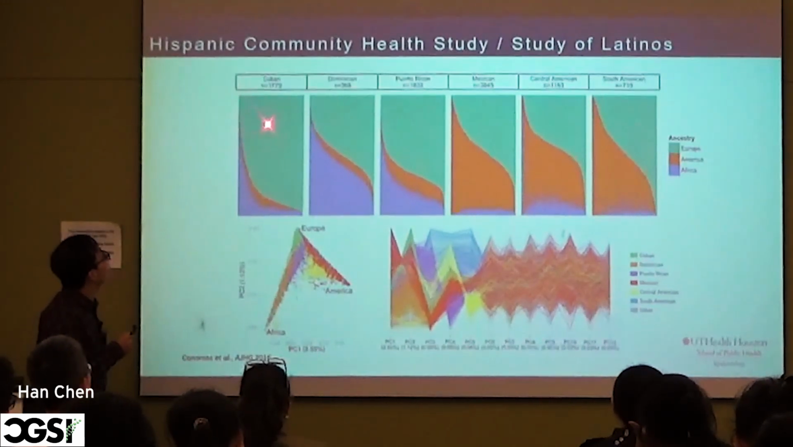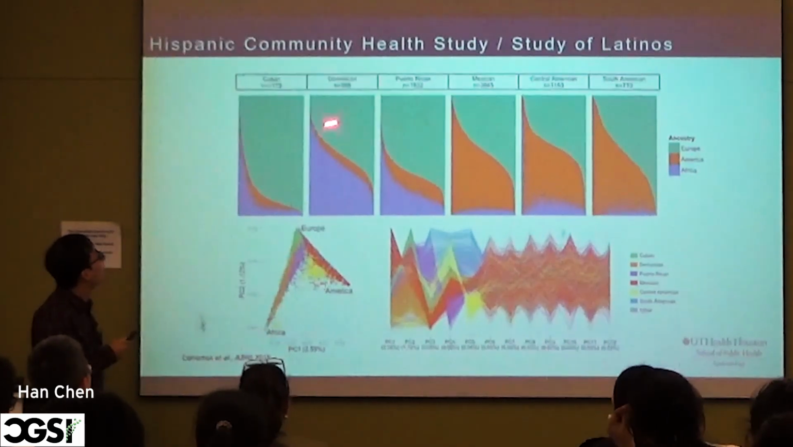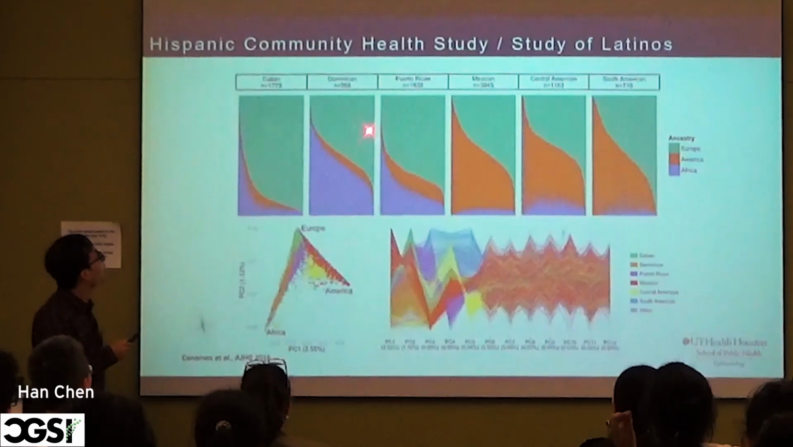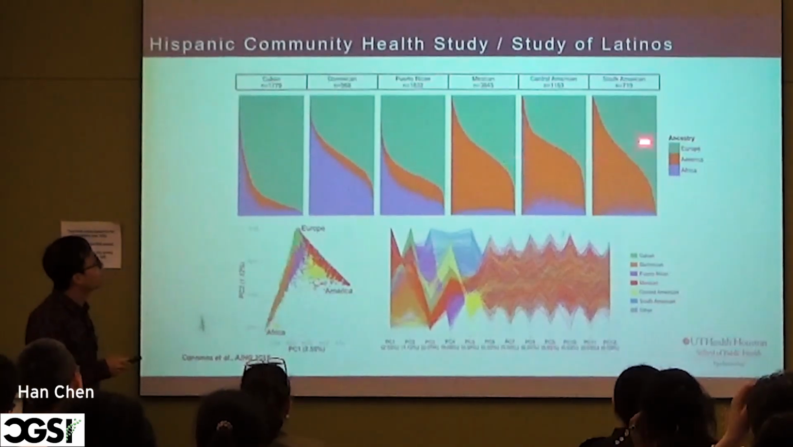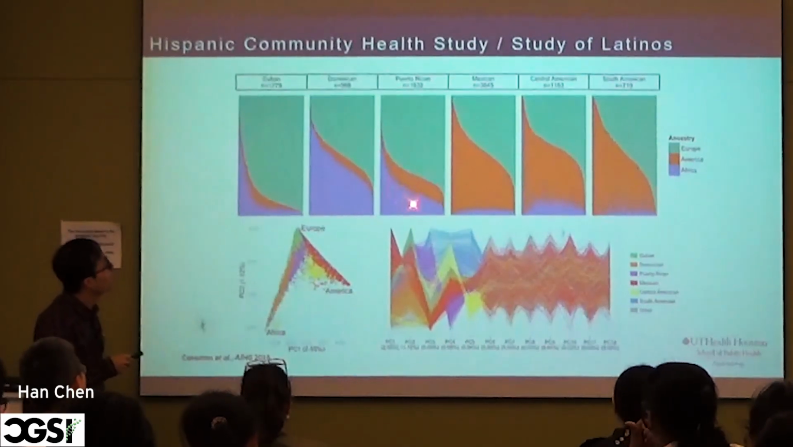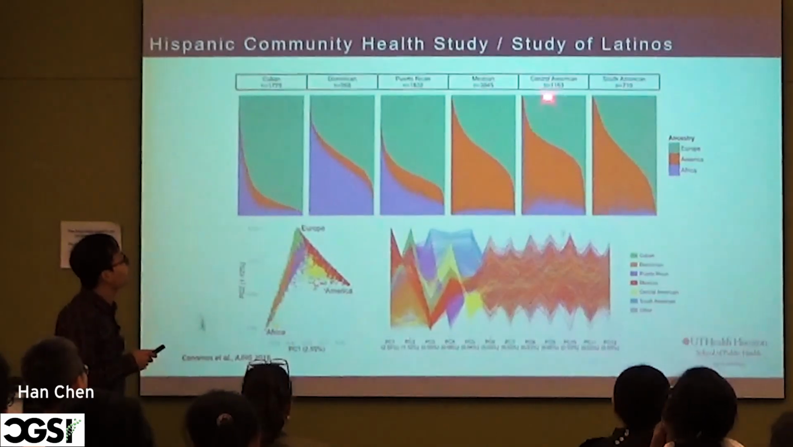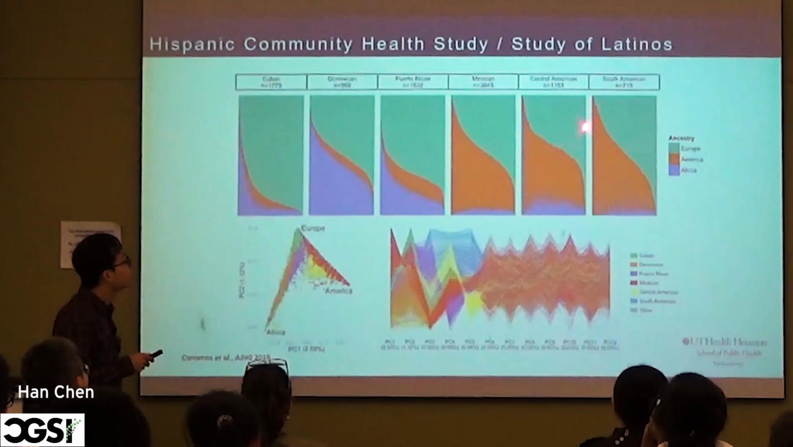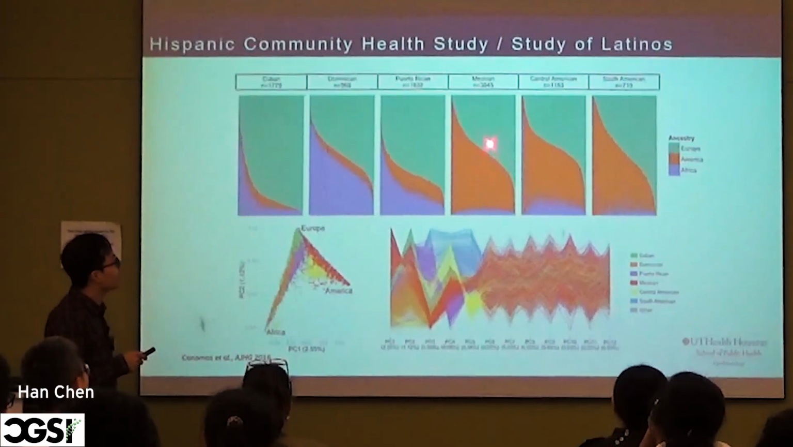So you can see that for most people of Caribbean ancestry, they are mostly admixed with the European and the African ancestry, with a very small proportion of American ancestry. Whereas for the continental groups, Mexicans, Central and South Americans, they are mostly admixed with European and American ancestry.